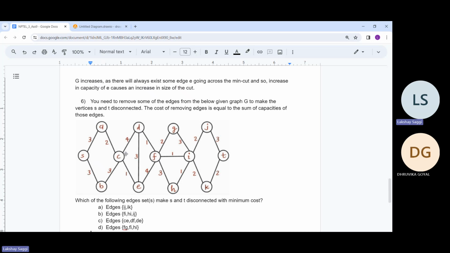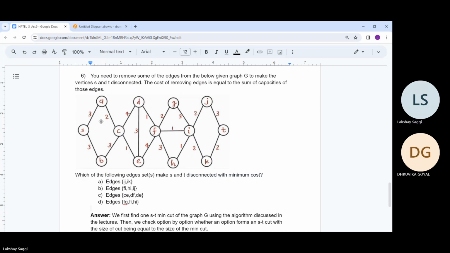So once again, in this problem, I'll just state what's the minimum cut in this graph directly, and I'll leave it to you to figure out why that is the cut. Maybe I'll just do it a bit orally so that it's a bit faster.